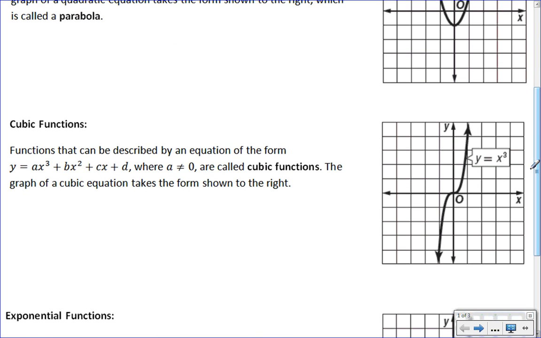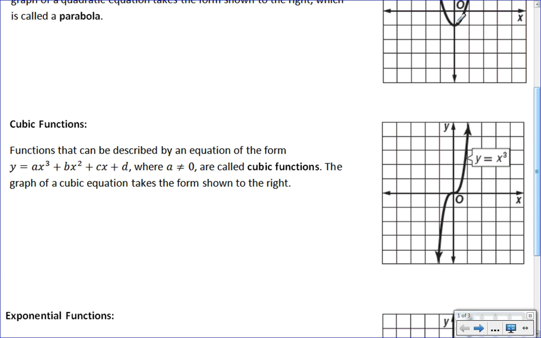Cubic functions. Functions that can be described by an equation of the form y equals ax cubed plus bx squared plus cx plus d, where a is not equal to 0, are called cubic functions. So the largest exponent for x in a cubic function is an x to the third. The graph of a cubic equation takes the form shown to the right. So it has this sort of curving shape. Notice that in this case, it increases throughout the whole graph. It could also go the other direction and decrease through the whole thing. But it does change direction in the middle somewhere.